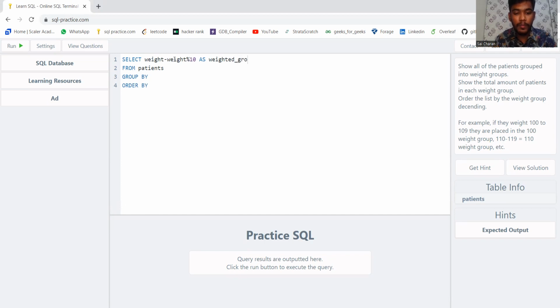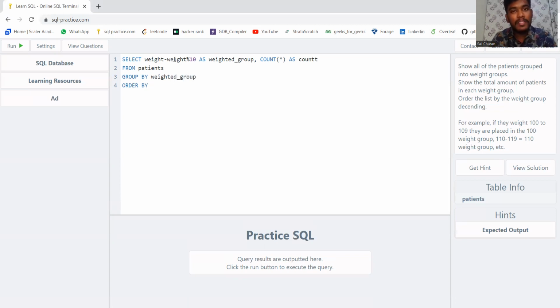So as weighted group. Now they are asking for the count of each group, count of each group as count. So we got the columns. Now, based on which column are we grouping them? Obviously we are grouping based on weighted group.